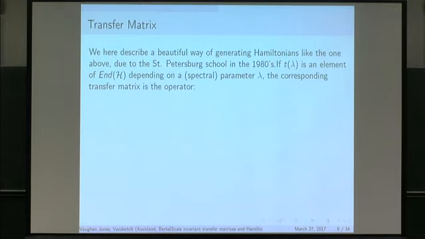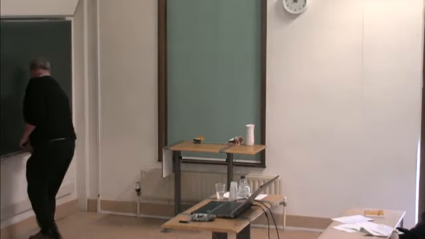So the idea is this: if T of lambda is an element of the endomorphisms of h tensor h, sorry, I got that wrong. That's a typo. The tensor h didn't come out. This should be End of h tensor h. It's one of these crossing things, like the Hamiltonian itself, depending on a parameter which we call a spectral parameter, so that's important. I don't want anyone to be confused about that.